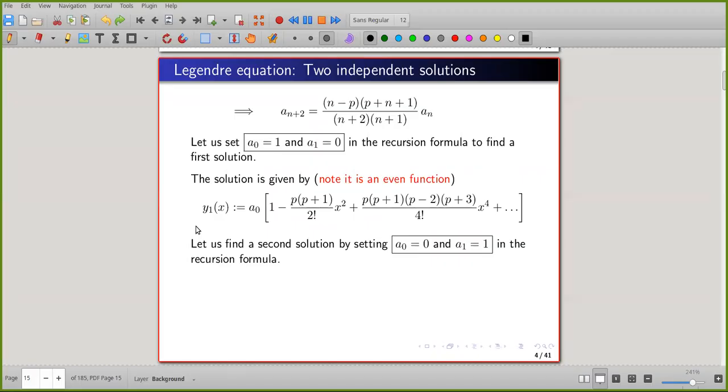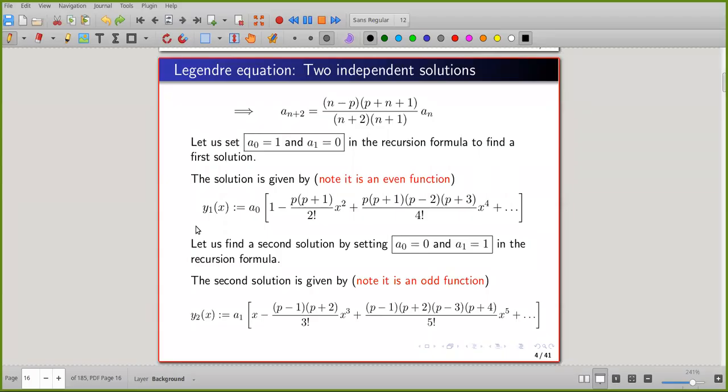And similarly, we can find a second solution by setting a0 equal to 0 and a1 equal to 1 in the recursion formula. So then we get the second solution. Once again, this should not be here. And notice that this is an odd function.